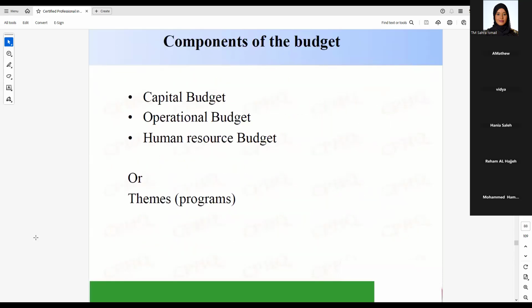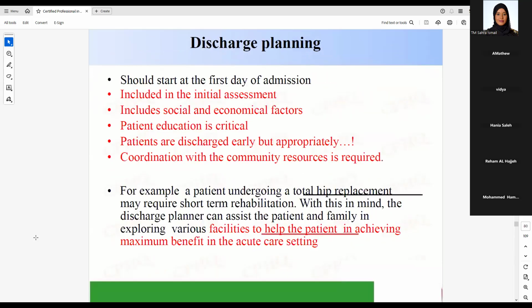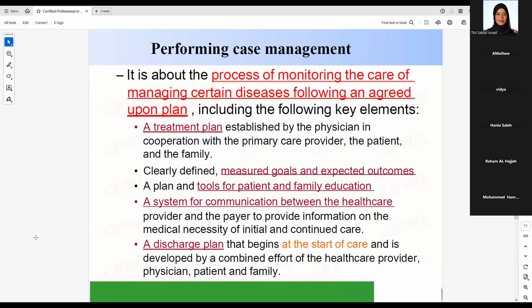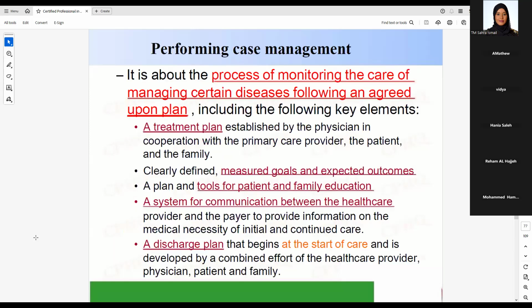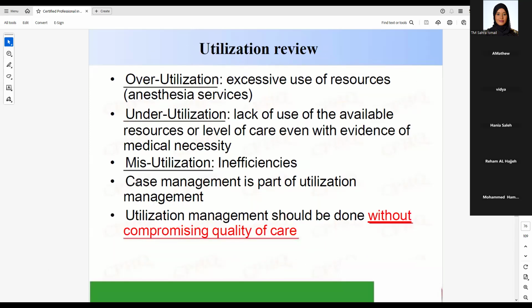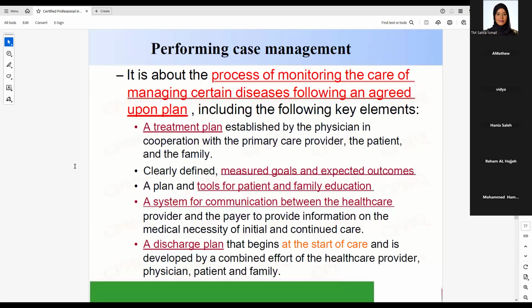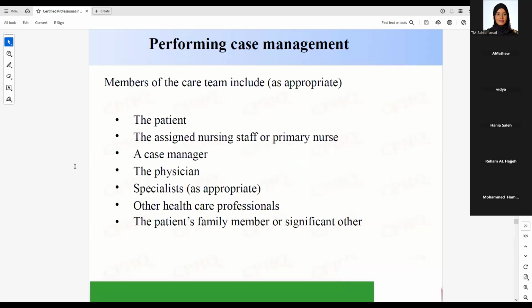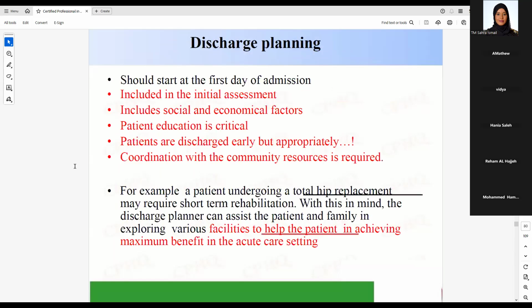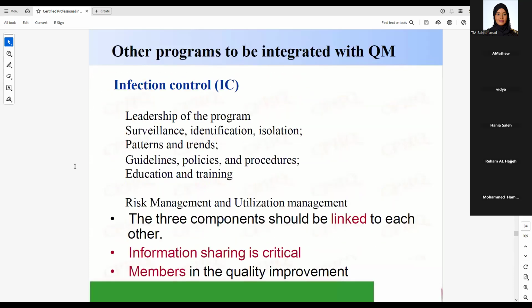We go very quickly. The first thing we say here, case management is part of the utilization management, even when we were talking about utilization review. And then when we talked about case management, we linked it also to utilization management. We talked about it as an example of the utilization management practices.